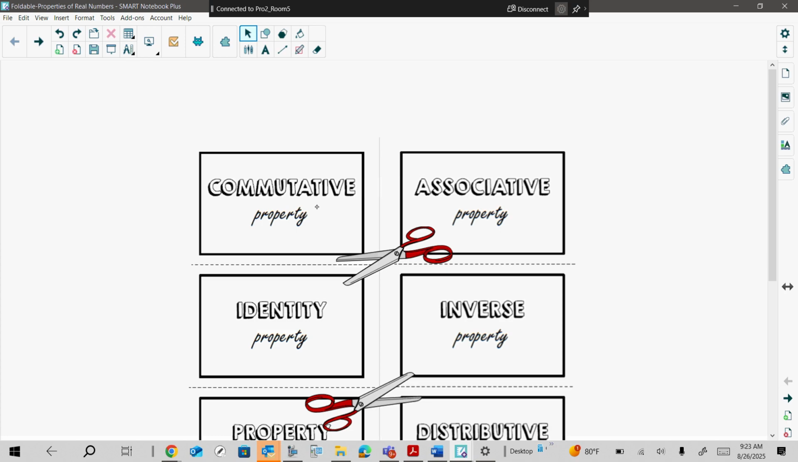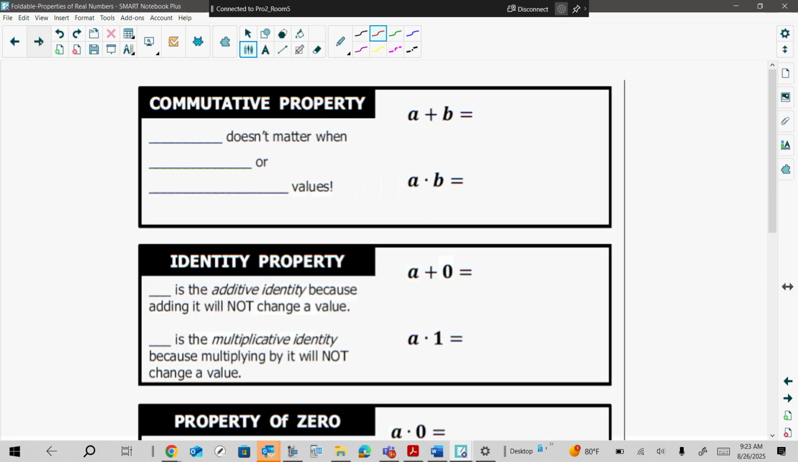We're going to start with commutative property, which is on the left side here. Let me get my pencil. So when you open up, right here, commutative property, open it up on your foldable. Look at the board. Commutative property states the order doesn't matter when adding or multiplying.